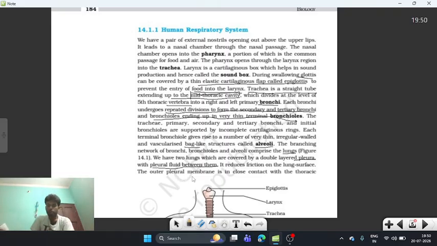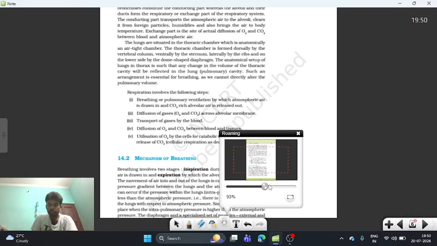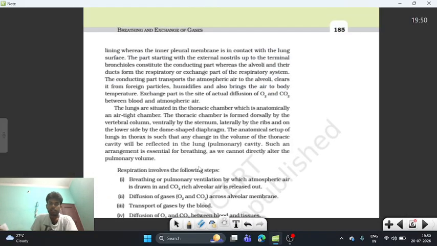The outer pleural membrane is in close contact with the thoracic lining, whereas the inner pleural membrane is in close contact with the lung surface. Okay, inner membrane towards the lung surface, outer membrane towards the outside. That's it. That is the thing.